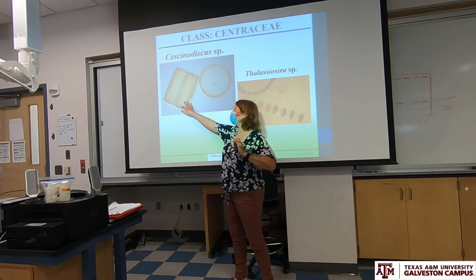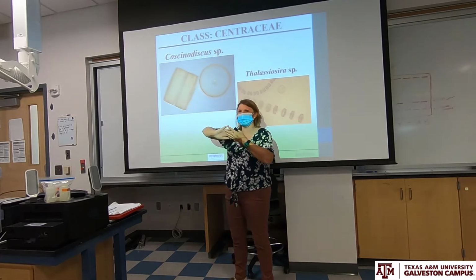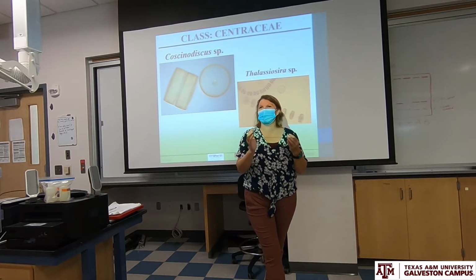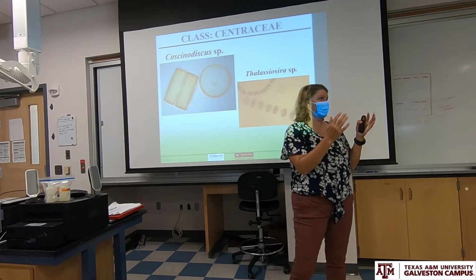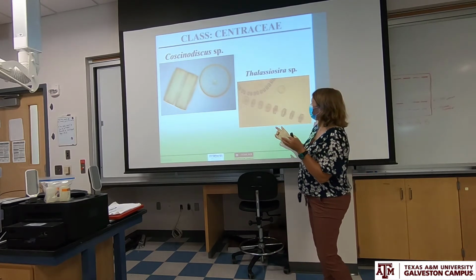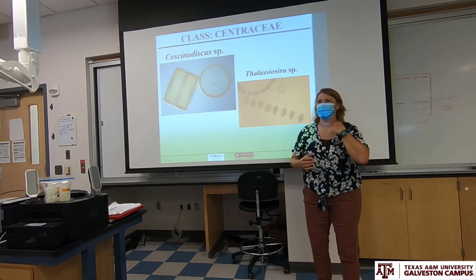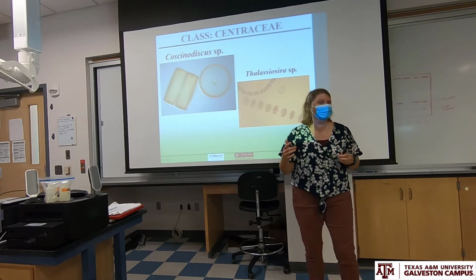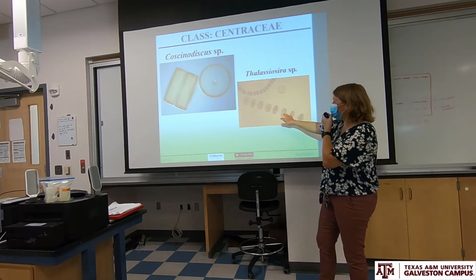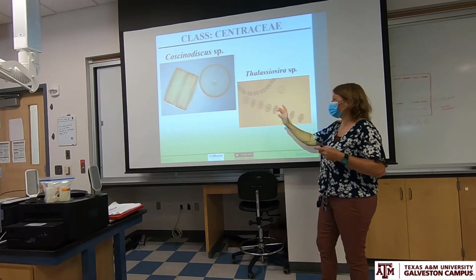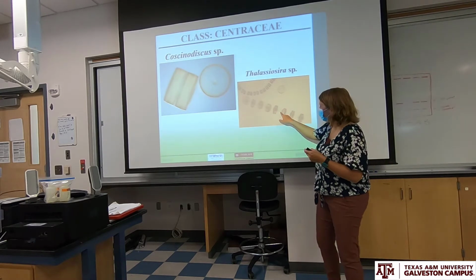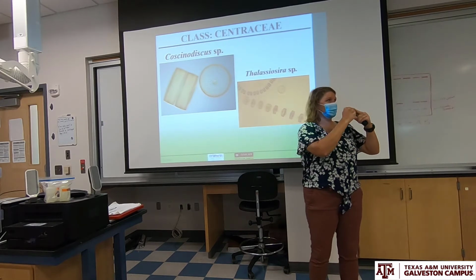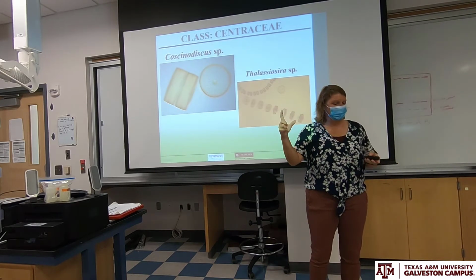Here you're looking at the side view of Coccinodiscus, and here you're looking at the top view. So they can look like totally different species, and you might just be looking at a different orientation of the cell. You get better at recognizing that with practice. Unfortunately, that's about the only way to get better at that. The Thalassiocyra make chains. They're these small discs, but then they have a little silica spine, or a little spicule, that connects the cells, so they can actually form these chains.